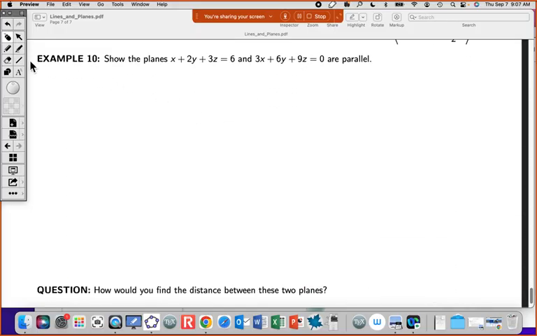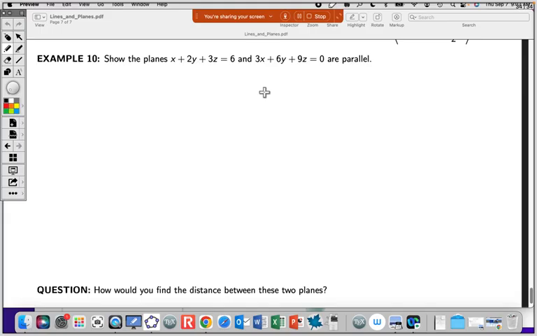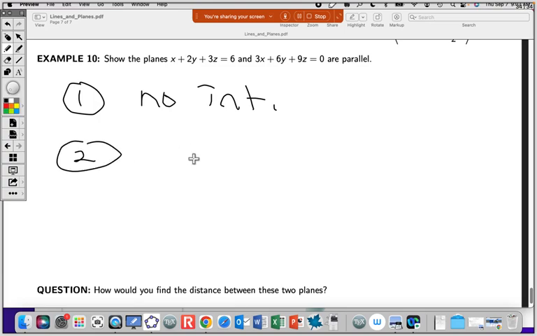Okay. Showing planes are parallel is very similar to how we show lines are parallel. You would go through the algebra and show that there are no intersection points, so you're going to get a 0 equals 1 situation. And then, if there are no intersection points, they're forced to be parallel. You don't need to, but you can also show that the normal vectors are in fact parallel as well.